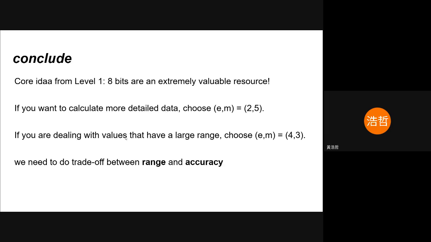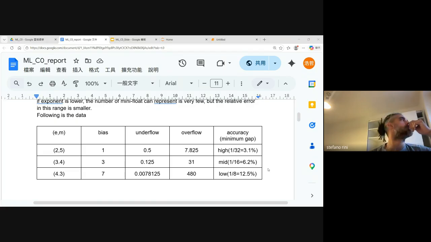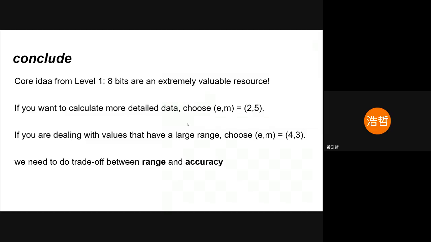And I got the plot here. You can see the bias and the minimum number and largest number. Accuracy is the minimum gap. This is the minimum gap. Okay, very good. And you give me the minimum gap also as a ratio. Okay, got it. As a ratio. That's the end of level 1.